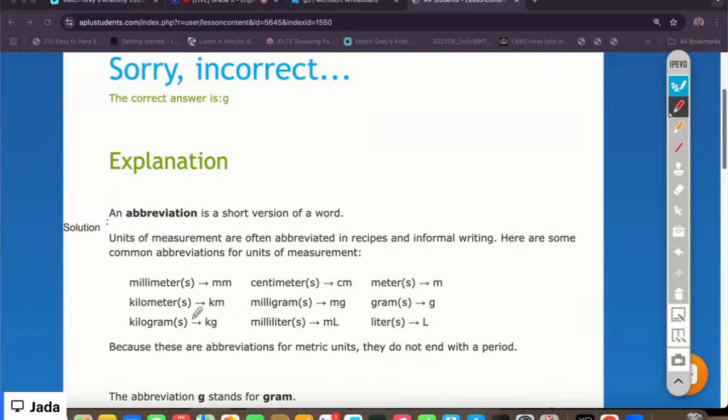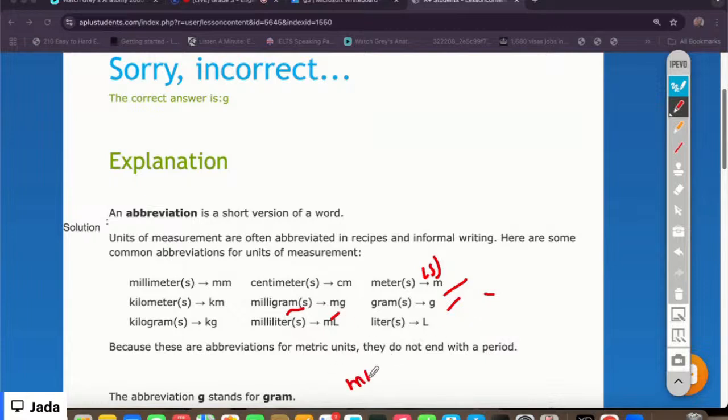All right, so we have millimeter, it is mm, and we have kilometer, which is km, kilogram, which is kg, centimeter is cm, milligram is mg, milliliter is ml. So you have to try to remember all these abbreviations. Meters, m, gram, g, and liter is l. So all these could come with s. That's why you see the s in bracket. So you have to try to remember them.